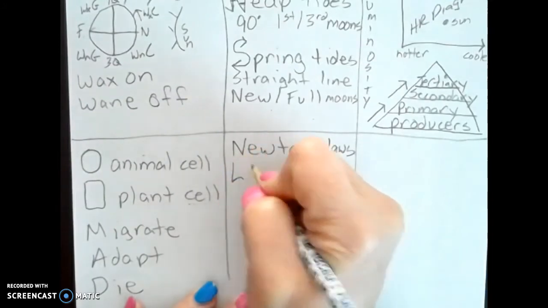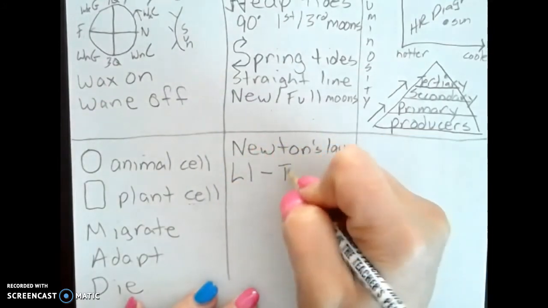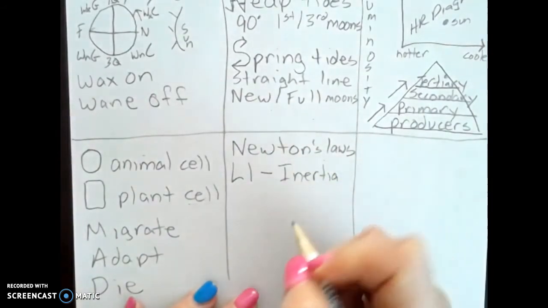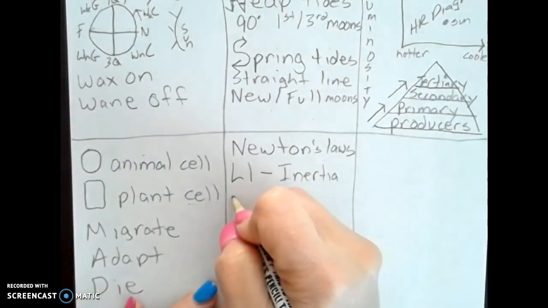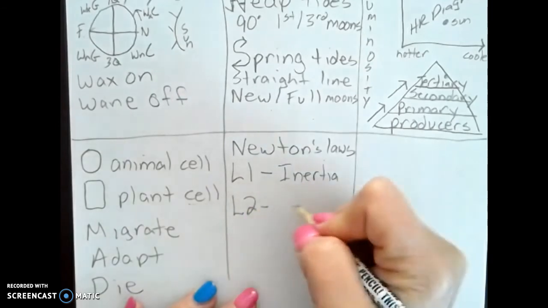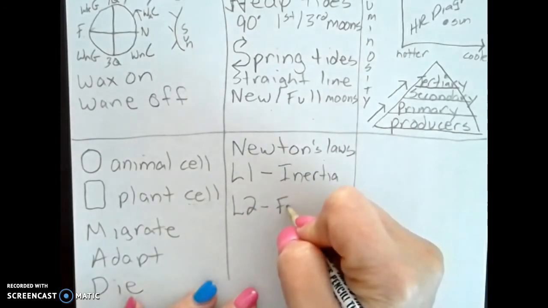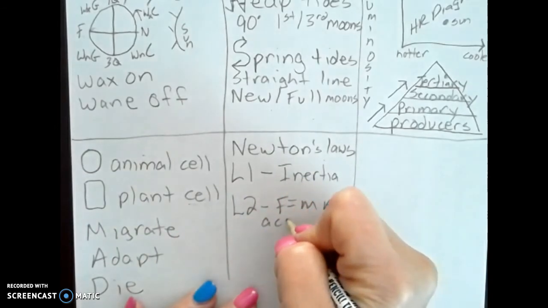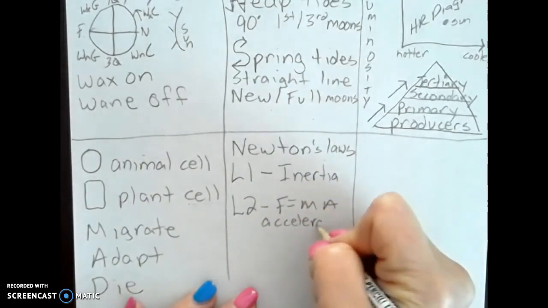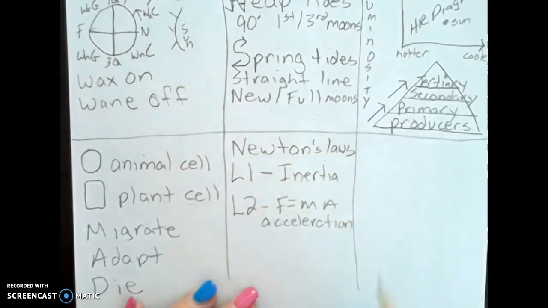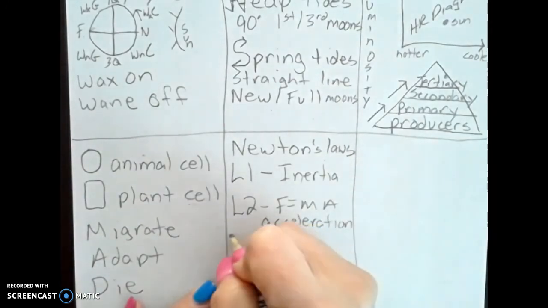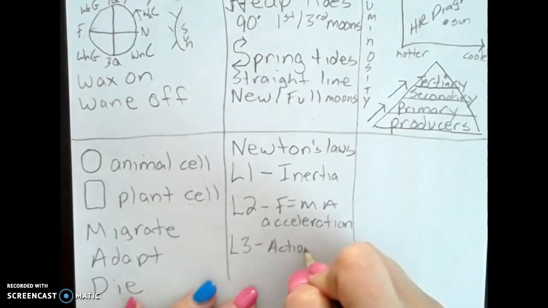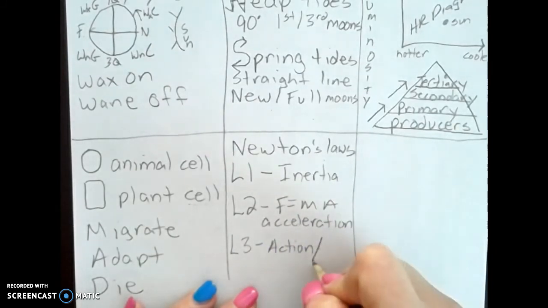Law number 1 is the law of inertia. Something in motion stays in motion, something at rest stays at rest unless acted on by an outside force. Law 2 is F equals ma. It's also the law of acceleration. And then we have law 3, which is action, reaction.